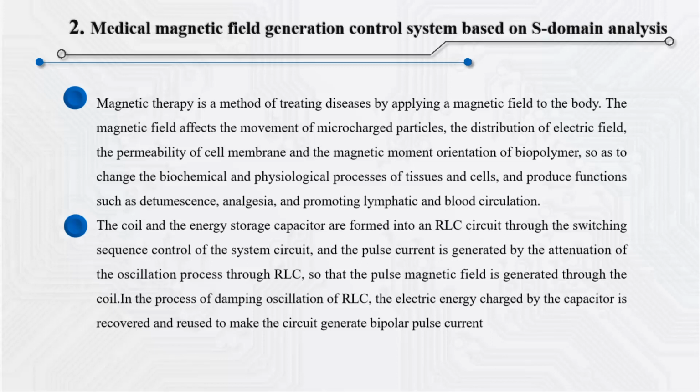Switch timing is controlled through the system circuit, causing it to generate a pulsed magnetic field through the coil. During RLC decay oscillation, recycling power from capacitor reverse charging enables the circuit to generate a bipolar pulse current.